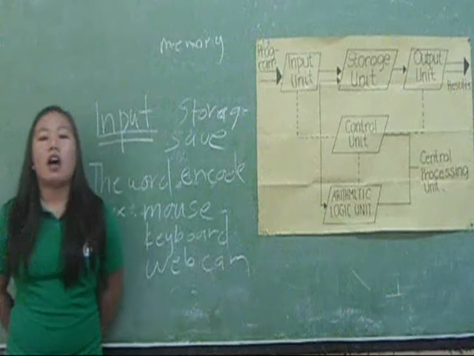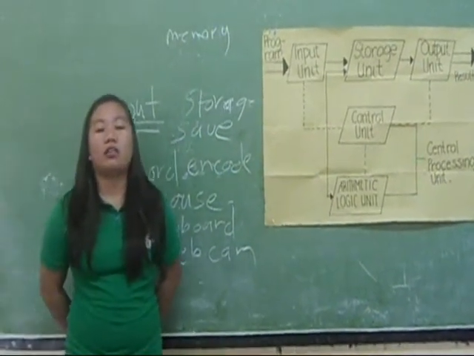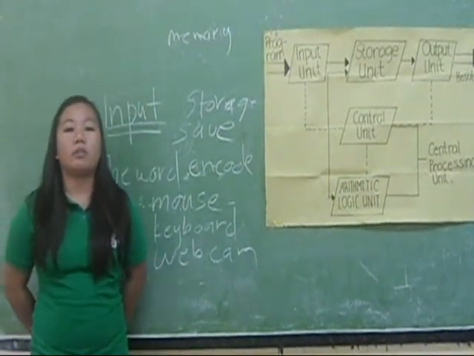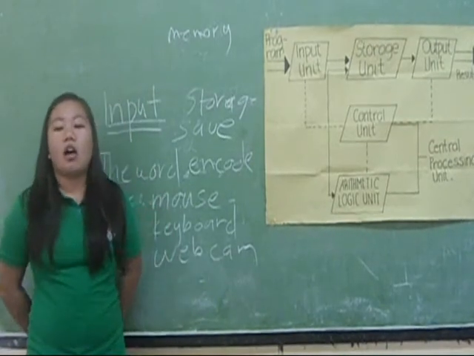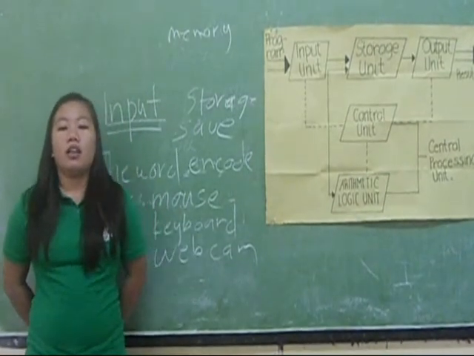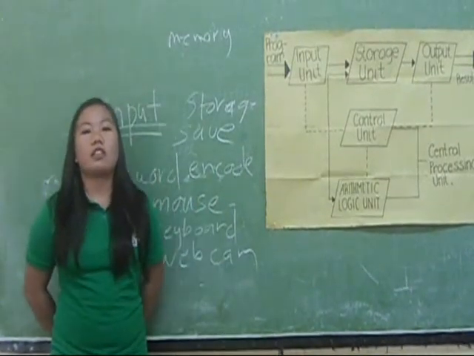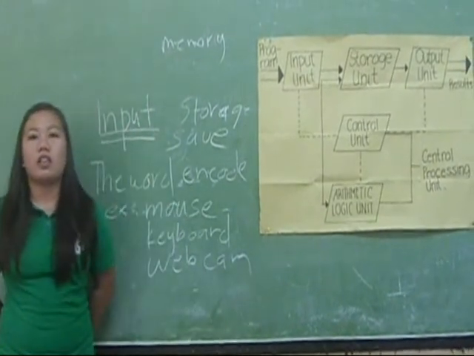Last is the control. The manner how instructions are executed in the controlling of all operations like input, processing, and output are performed by the control unit. It takes care of all step-by-step processing of all operations inside of the computer.